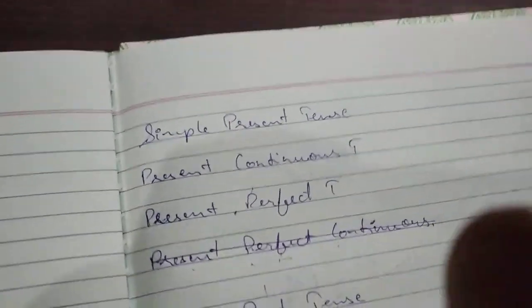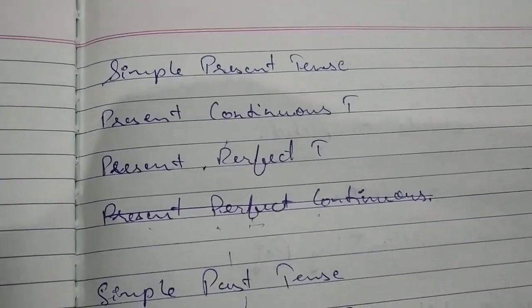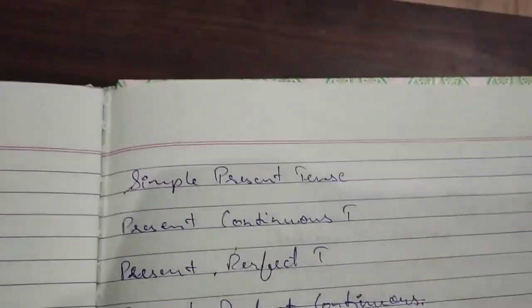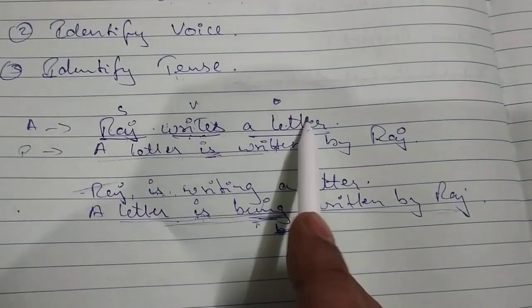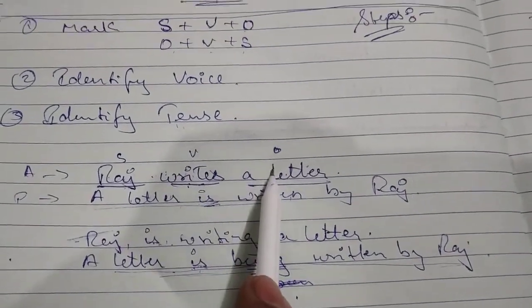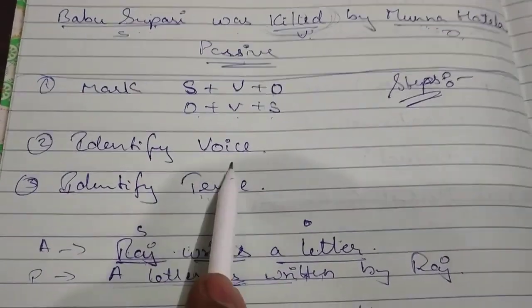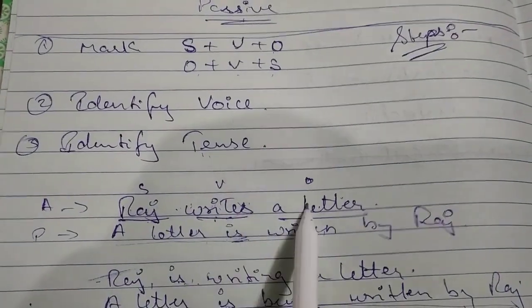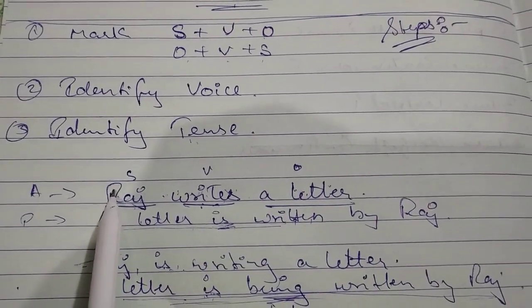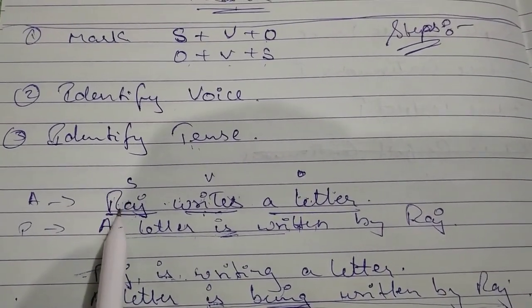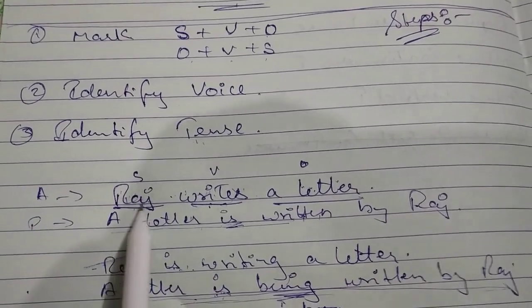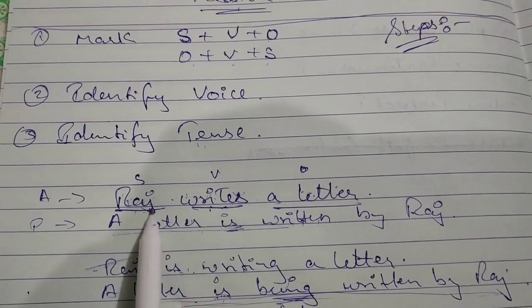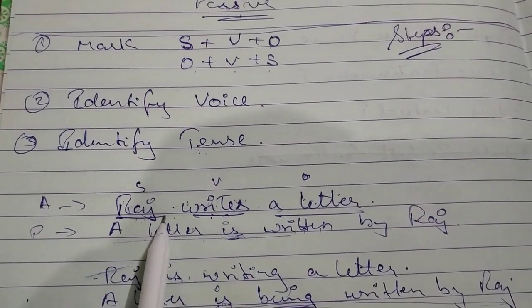Now see, one example is there. Any question of active and passive voice comes, what will you do first? First you will mark subject, verb, object. After marking subject, verb, object, what will you do? You will identify the voice. After marking subject, verb, object, I identified that this is active voice. Then what is my next step? I will identify the tense. By looking at this sentence, I identified that it is simple present tense.